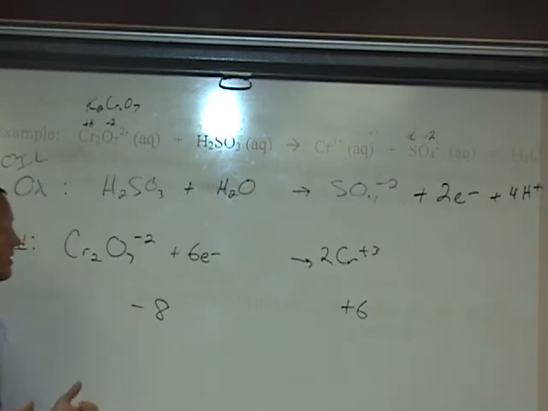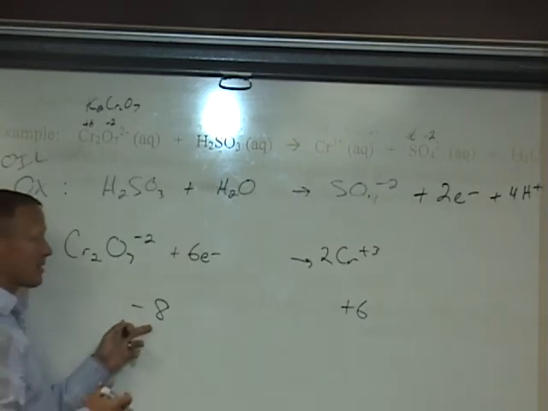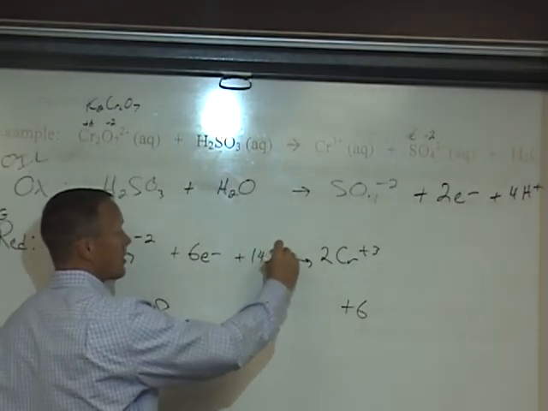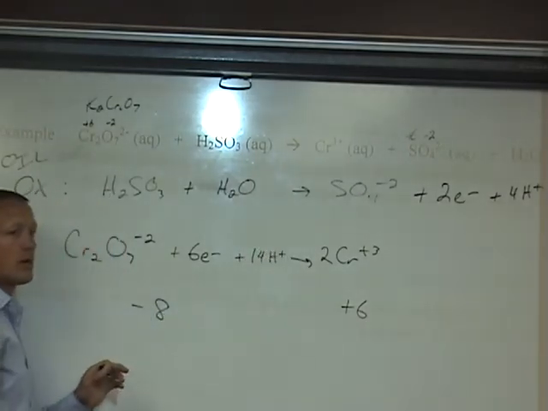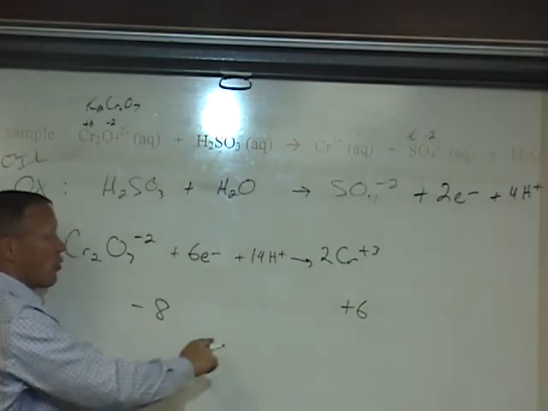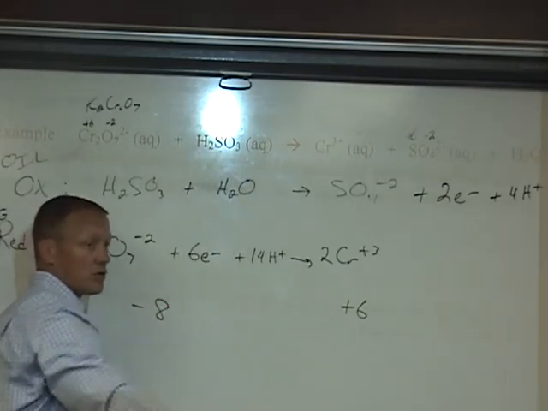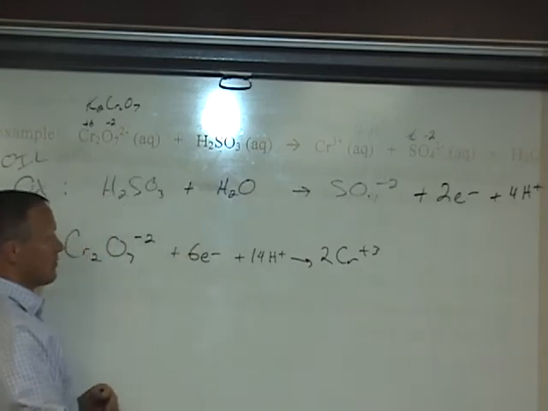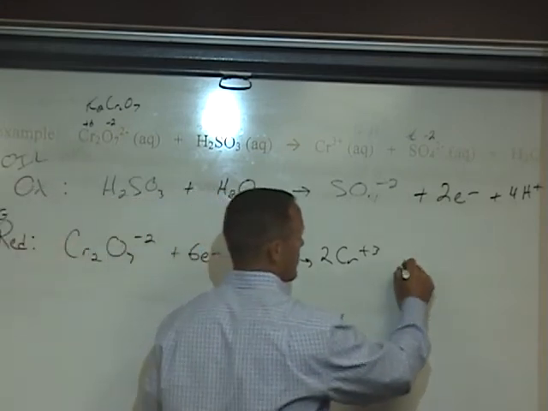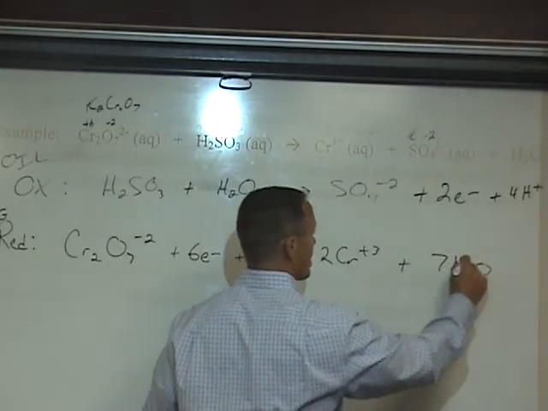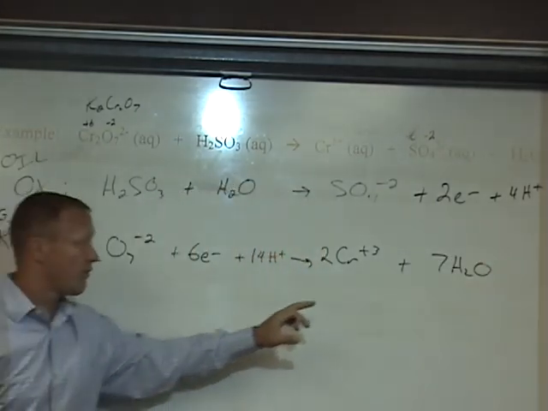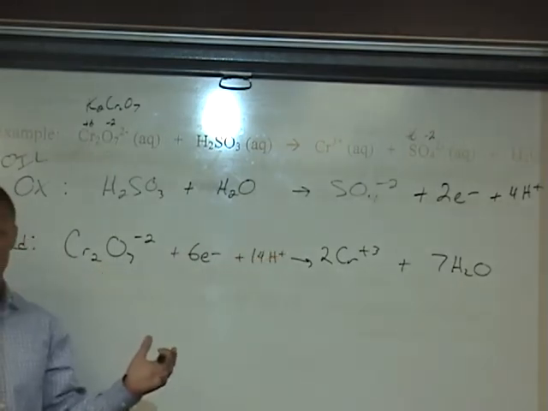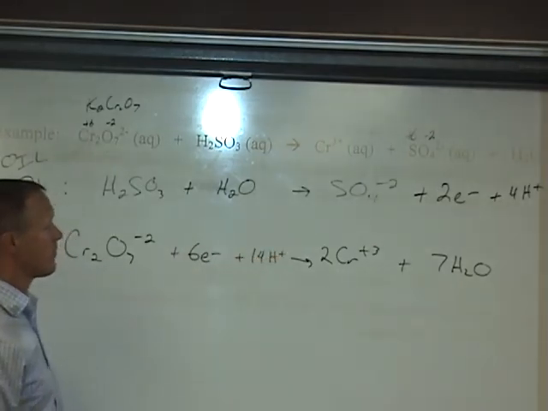So we need to add hydrogens to this side. How many of them? 14 hydrogens. Because that now gives us a +6 overall charge here and a +6 overall charge there. Now we added what? Waters. Okay, and then we can tell if we did things right pretty quickly here. Adding 7 waters, which gives us 14 hydrogens, with our 14 hydrogens there, 7 oxygens, there's 7 oxygens, so we can tell we probably did things right based on that.